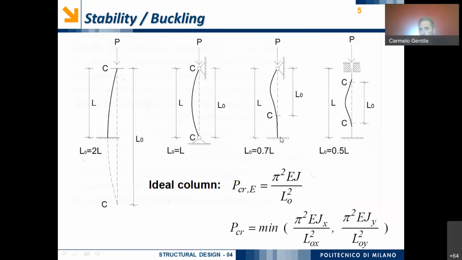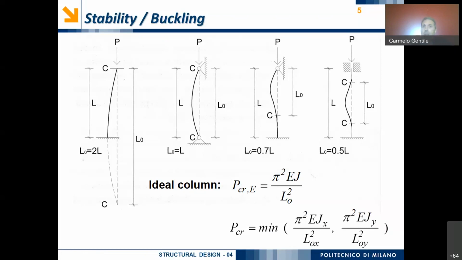corresponding to the critical load, and we can see that the wavelength of the deformed shape is, in this case, 0.7 L. In case we have, for example, a fixed end and another end in which it is not possible to have rotation, then the wavelength of the deformed shape under the critical load is equal, as we can see, to 0.5 L.